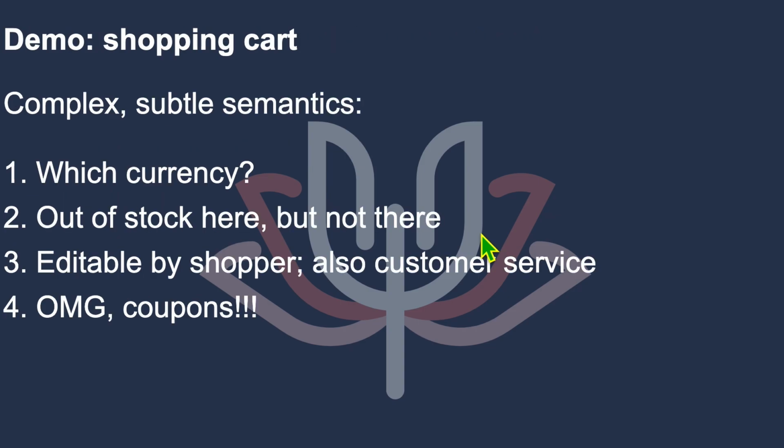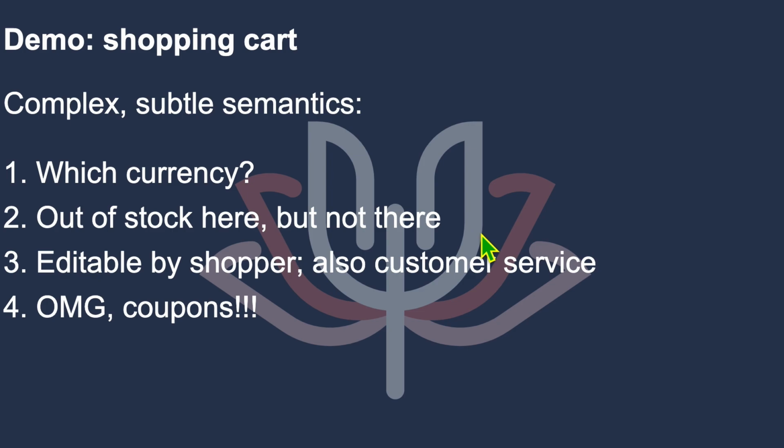Onto the demo. Shopping carts are boring, but people understand them, so I'm going to use them as a running example. And they have surprisingly complex semantics. Here are just a few of the sources of complexity. You might switch currencies if you decide, oh, I can't get it online because it's not available. I'll do on-store pickup on the other side of the border. It's out of stock here, but not there.